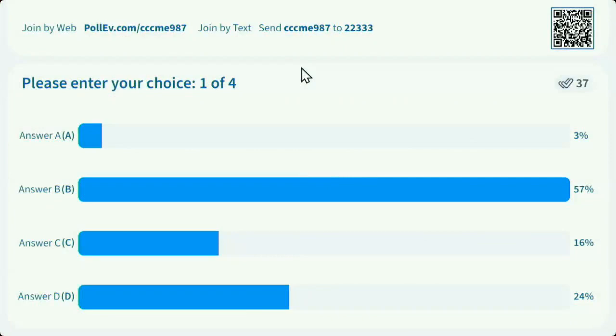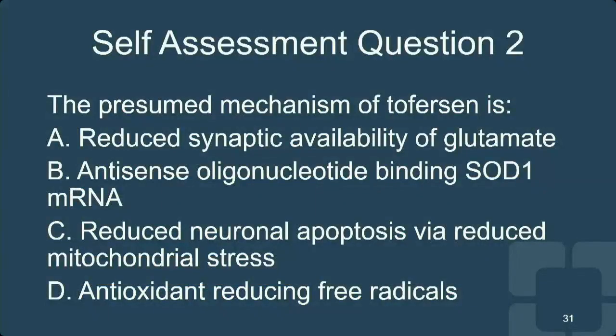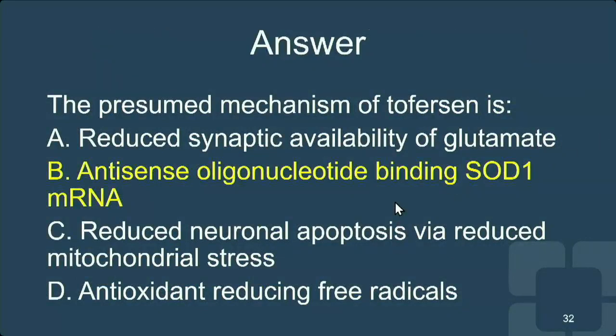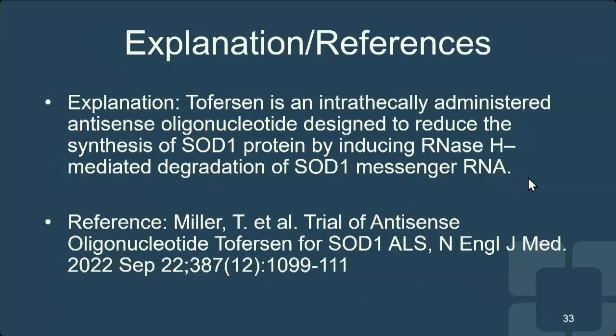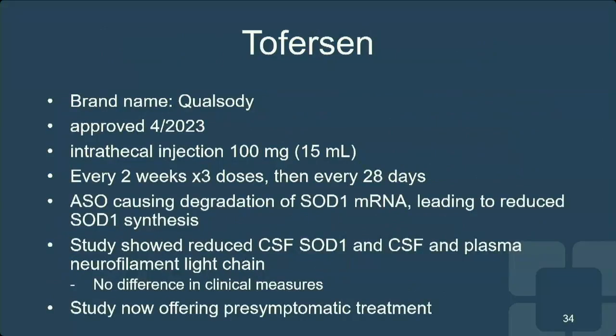Okay, so answer B is correct. So this is kind of the new frontier when it comes to these inherited conditions. So tofersen is a medication that is intended for use in patients with SOD1, and it is an intrathecally administered, remember intrathecally, antisense oligonucleotide, and it reduces the synthesis of SOD1 protein by inducing the degradation of the messenger RNA. So the brand name for this medication is called Qalsody.